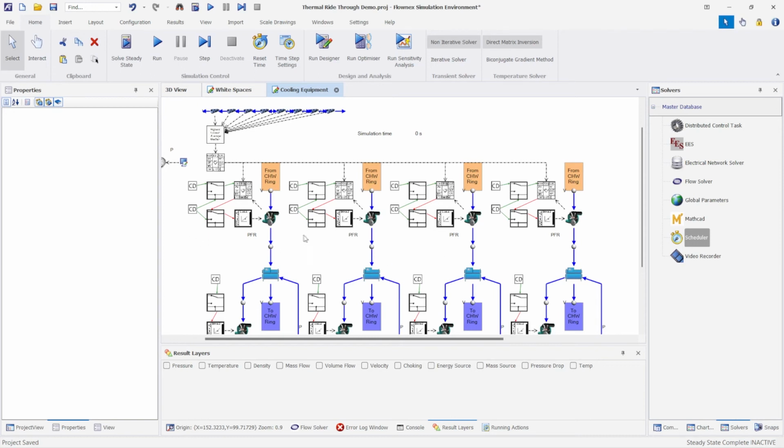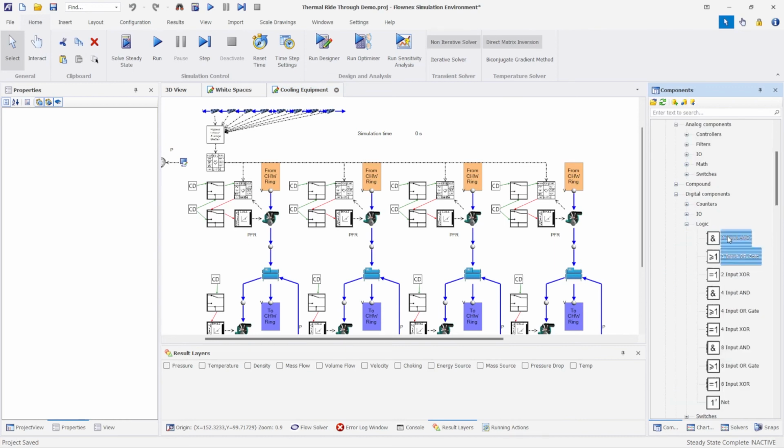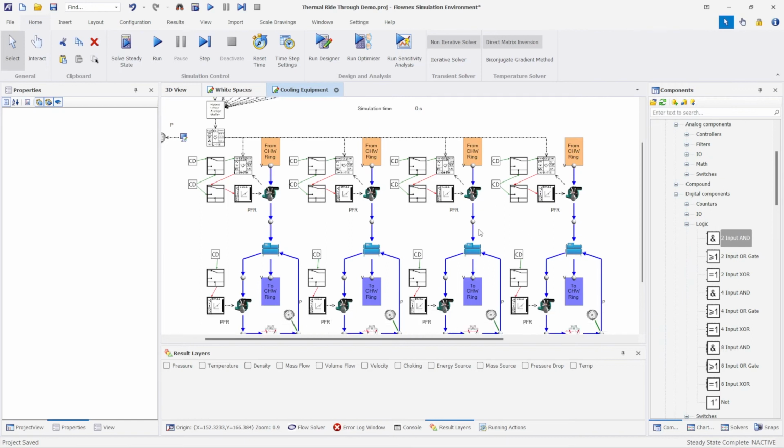Additionally, on top of this, it's also possible to model the digital control logic where we would switch pumps on and off depending on the speed of the pumps. So perhaps you want to keep the pump speed close to its best efficiency point, and you might switch pumps on and off to achieve that. So using some of the digital control components in Flownex, it's possible to model that digital logic and incorporate that inside of your Flownex model as well.